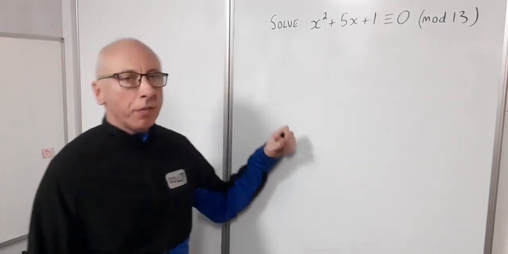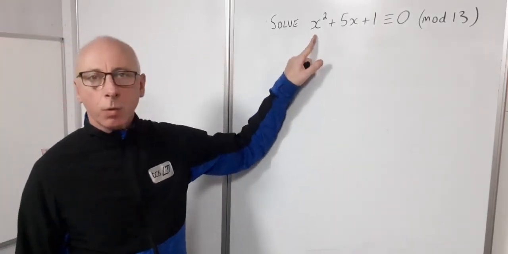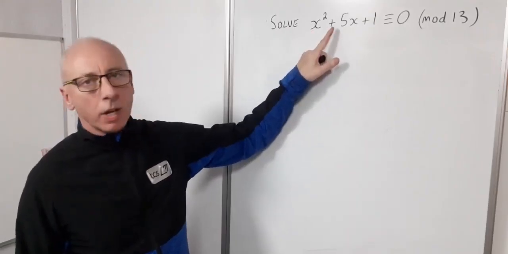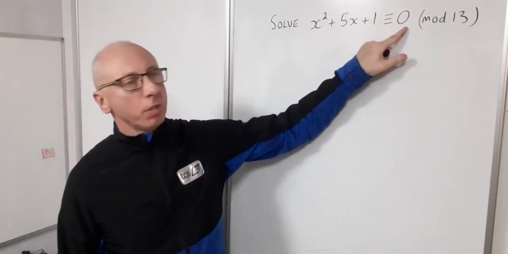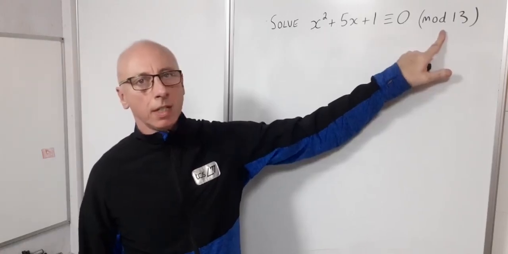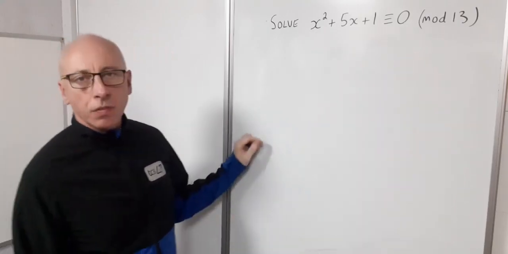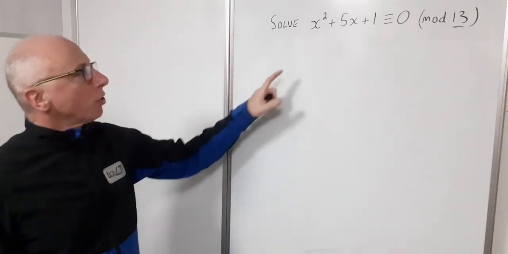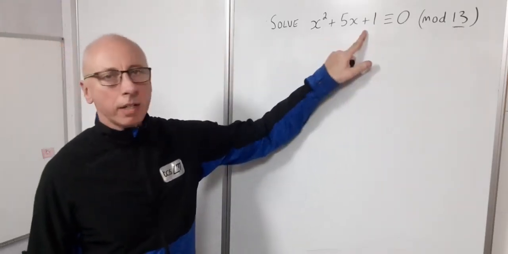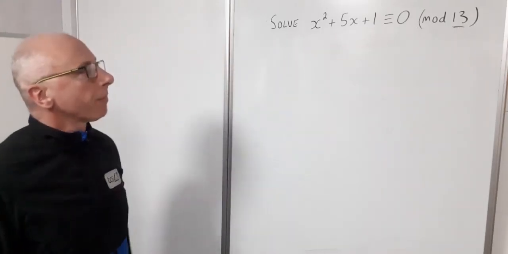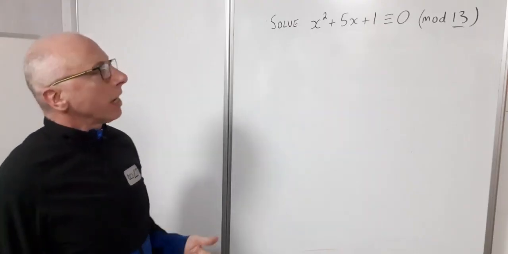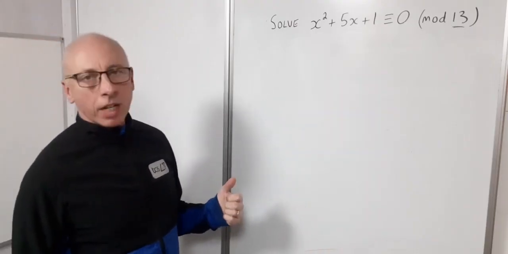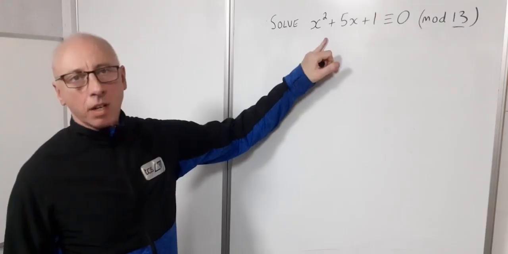So in this question we want to find the solutions to this quadratic congruence: x squared plus 5x plus 1 is congruent with 0 modulo 13. Now first things first, 13 is a prime number, so we can go straight away into trying to manipulate this to get our solutions.